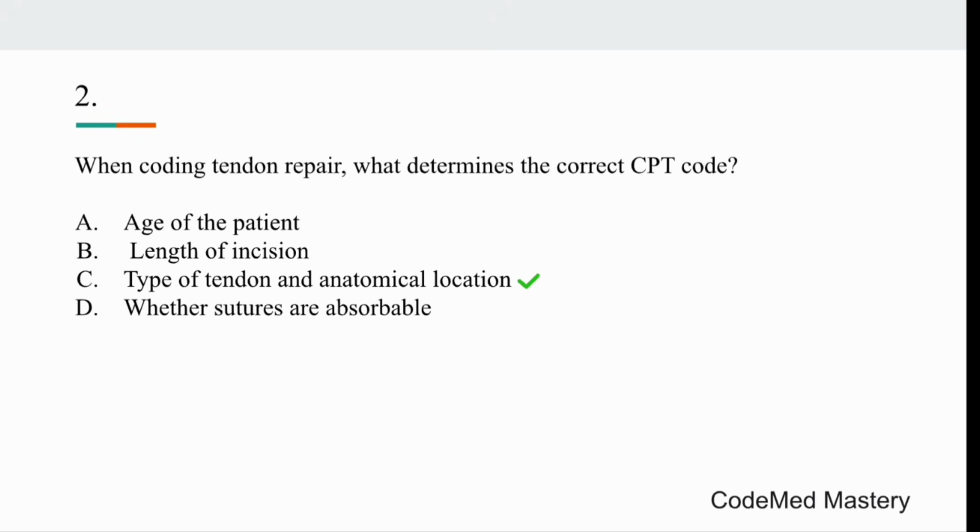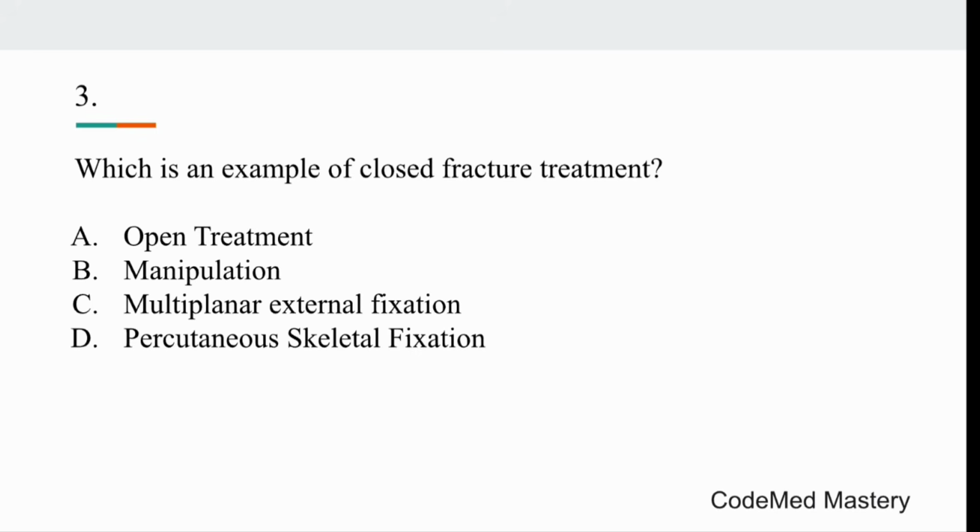Because the codes for tendon repair are selected based on which tendon is being repaired and where the tendon is located. So, CPT organizes tendon repair codes by anatomical region, not by the age of patient, incision length, or suture material. Next question. Which is an example of closed fracture treatment?